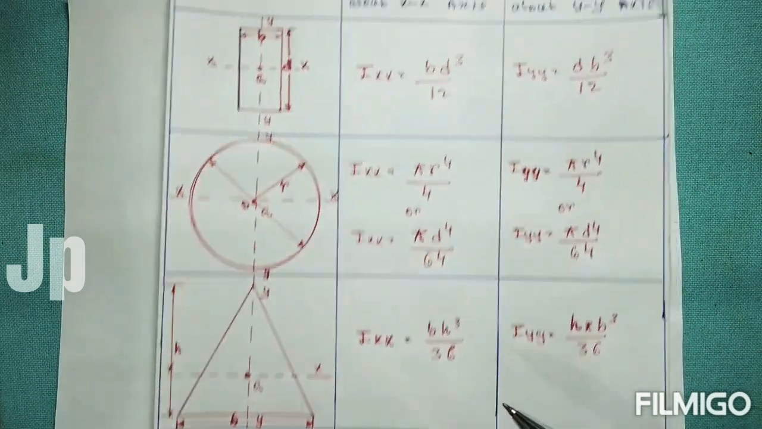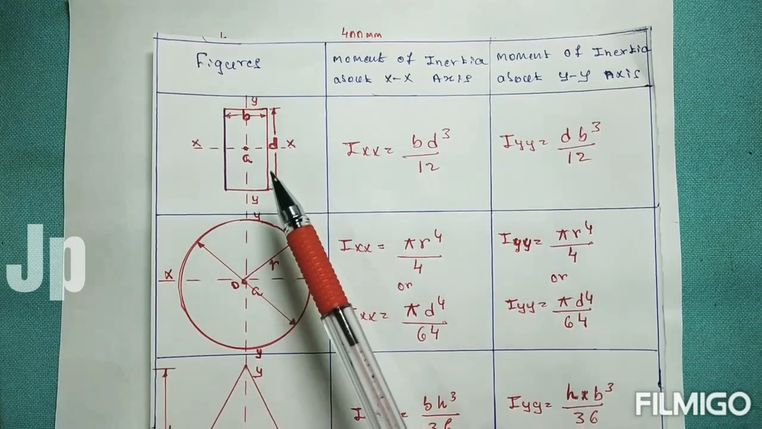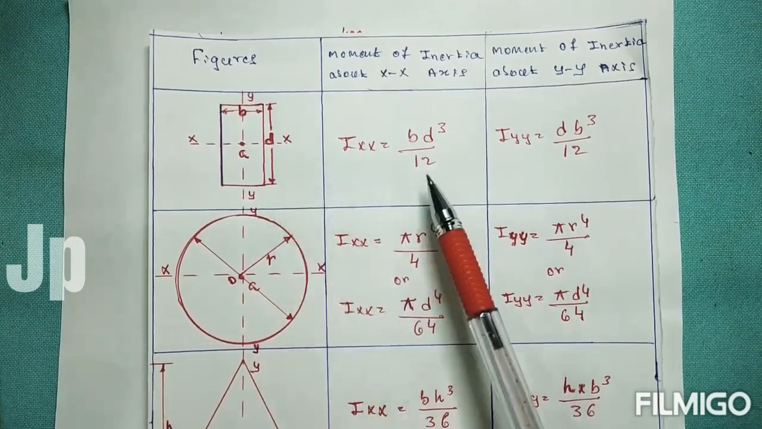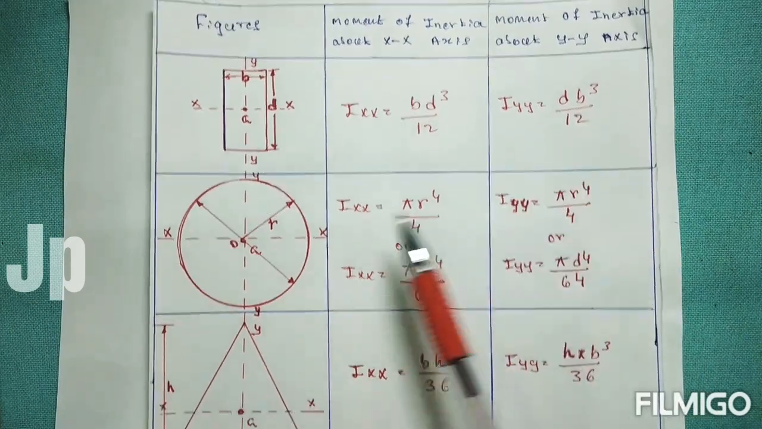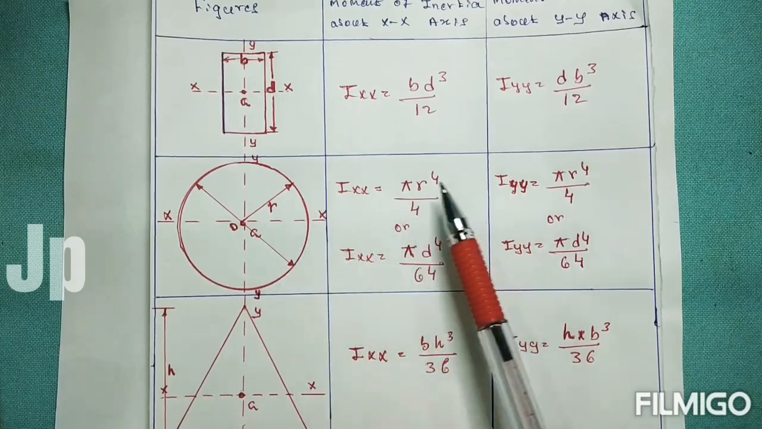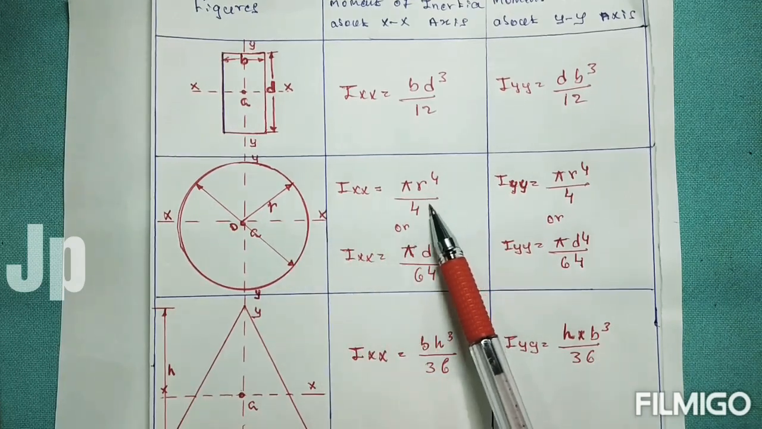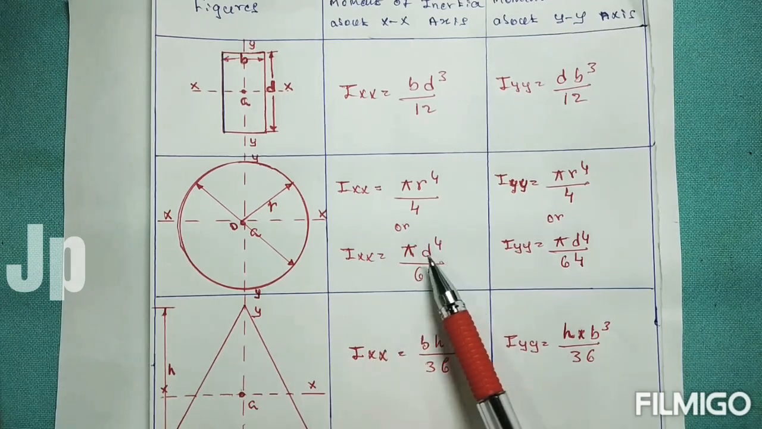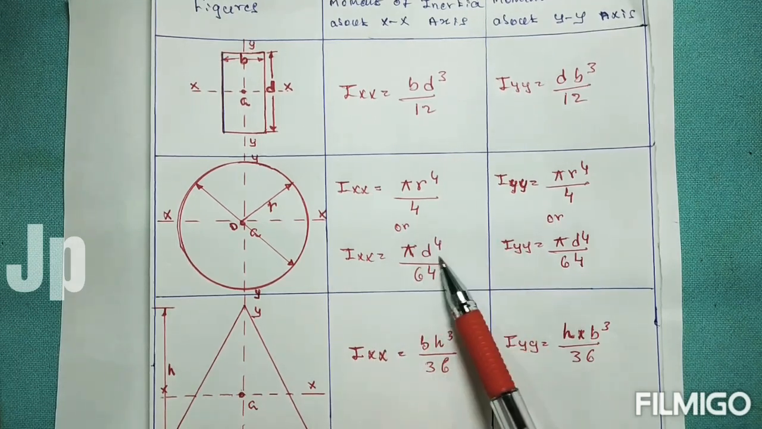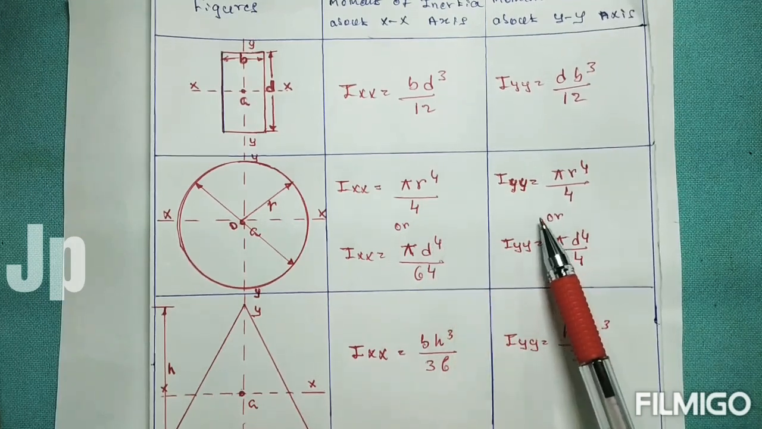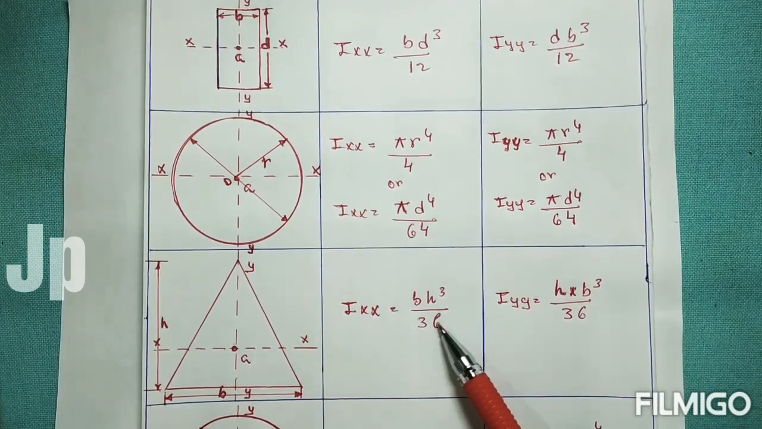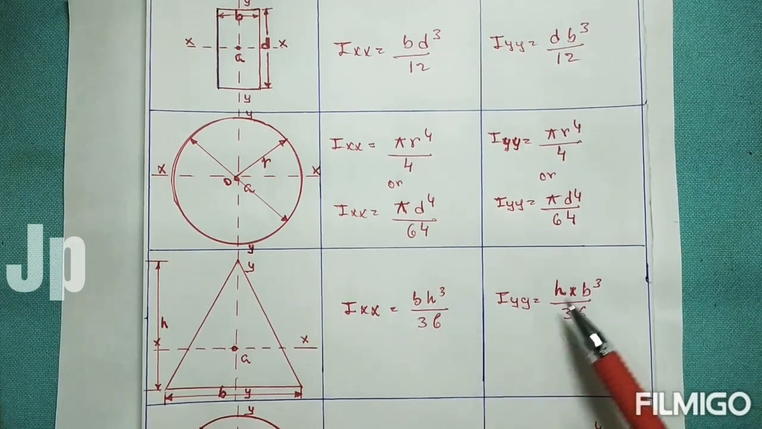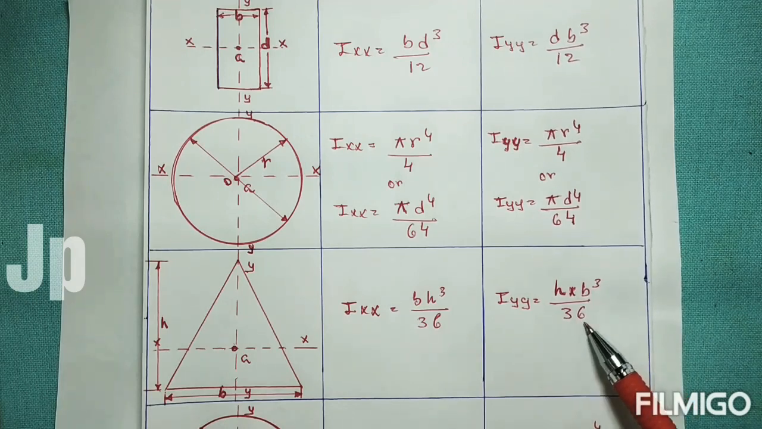Once again I will show. For the rectangular section, the moment of inertia will be bd cube by 12 and db cube by 12 along the x-axis as well as the y-axis. For a circle it will be the same for all axes, that will be pi r to the power 4 by 4. If you consider the diameter, that will be pi d to the power 4 by 64. Either way, it will be the same for both the x-axis as well as the y-axis. If you consider the triangle, along the x-axis it will be bh cube by 36, where b is the width and h is the height. For the y-axis it will be the opposite of the x-axis, that will be h into b cube by 36.